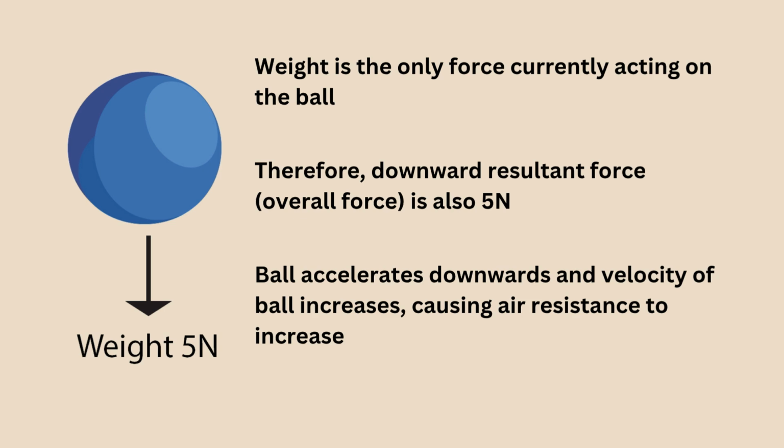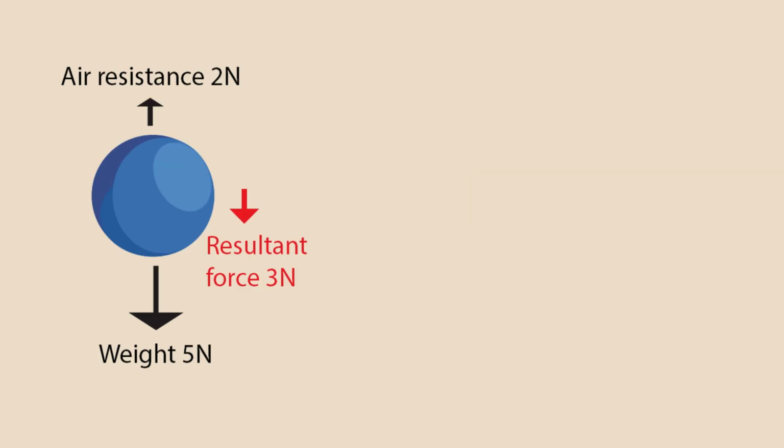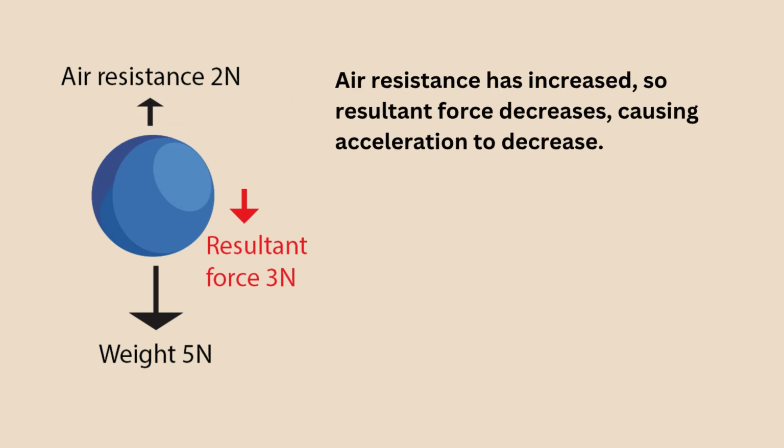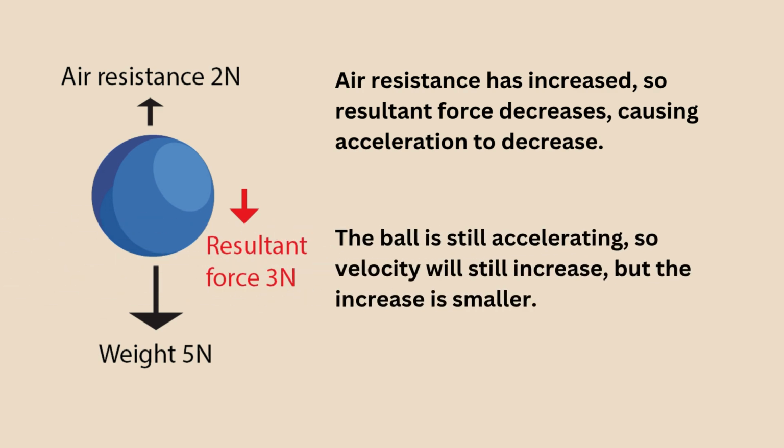At the same time, this will cause air resistance to increase. As the velocity of the ball increases as the ball falls, the air resistance has increased, and we can now see the air resistance is 2 newtons. This will cause the resultant force to decrease, and because the resultant force decreases, the acceleration decreases. So the resultant force has decreased from 5 to 3 newtons. However, the ball is still accelerating, so the velocity will still increase, but the increase in velocity will be smaller.